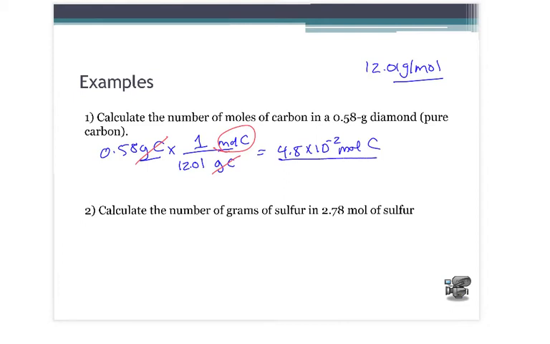If we wanted to go the other way around and calculate the number of grams of sulfur in 2.78 moles of sulfur, we would go about the same process. We always start with what we're given, 2.78 moles of sulfur. Now we look up the molar mass for sulfur, not carbon, because sulfur has a molar mass of 32.07 grams per mole.